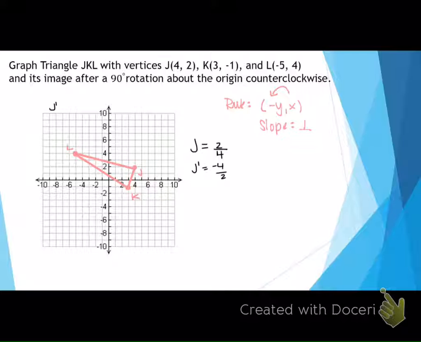What would I do? Up or down 4? 1, 2, 3, 4, and then how many? Left or right? Left 2. Which is the same thing as taking the point and doing negative 2, 4. That is at negative 2, 4. That works too.